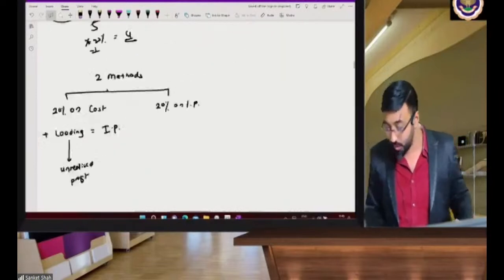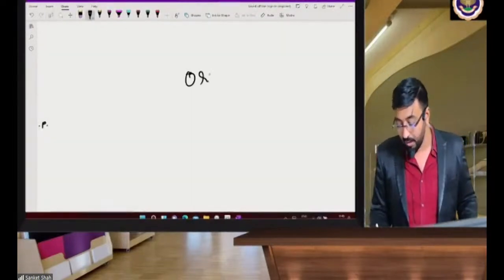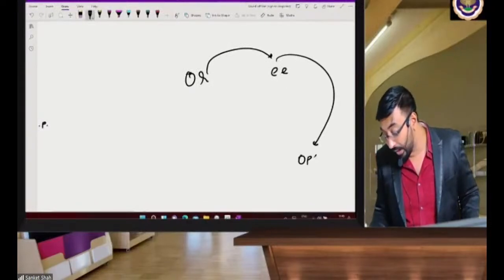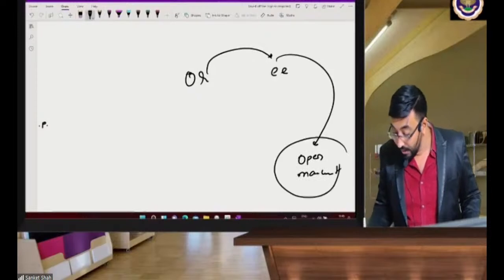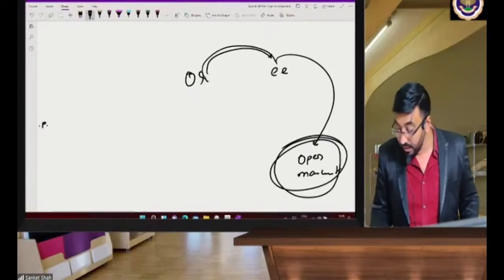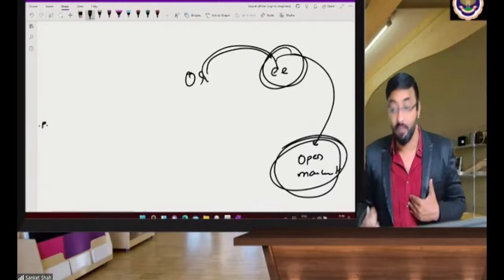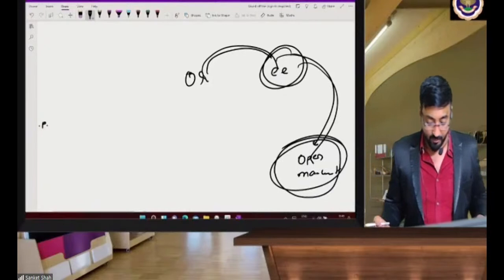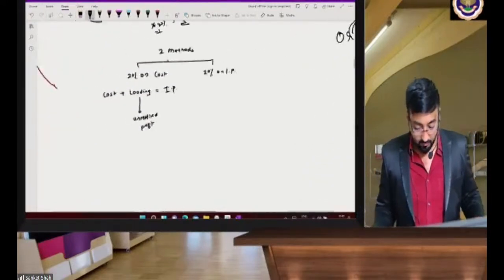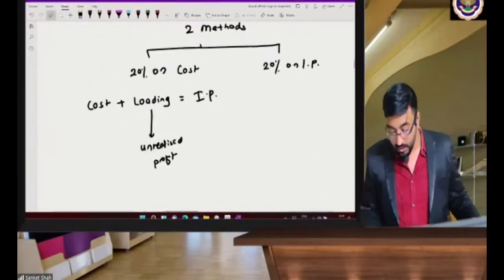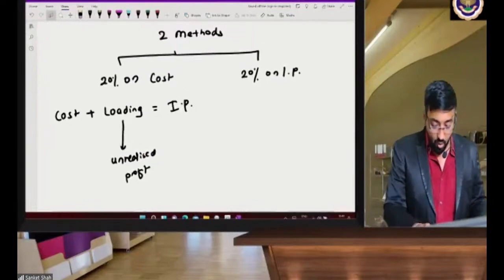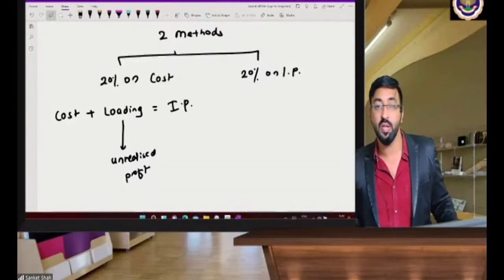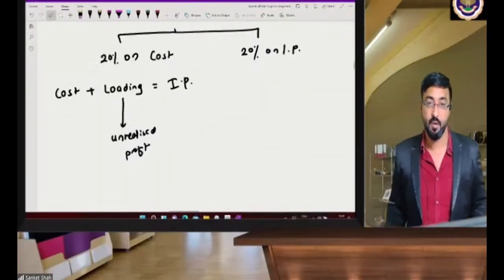Why is it unrealized profit? Logic is very simple, because suppose I am a consignor, I send goods to the consignee. When he sells in the open market to an outsider, then I will say I'm in profit. When I'm just sending goods, I can't say it is my profit. When he sells those goods, that is called profit. So cost plus loading is equal to invoice price. Okay, so this is the equation.